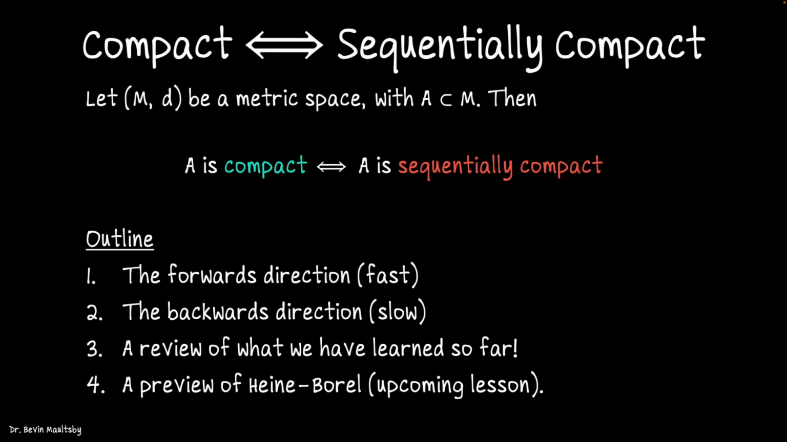Now that we've studied compact and sequentially compact sets, we're ready to tie them together. So the goal of this video is to show this result, which is true for any metric space. A set A is compact if and only if it is sequentially compact.